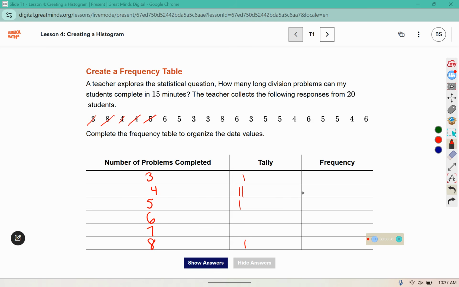So if we had only 2 4s, we would write 2. If there's 10 4s, our frequency should say 10. So go ahead and finish tallying up all of these data values.